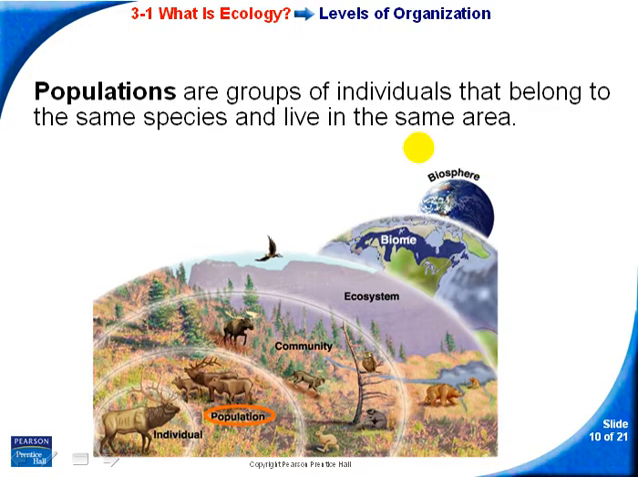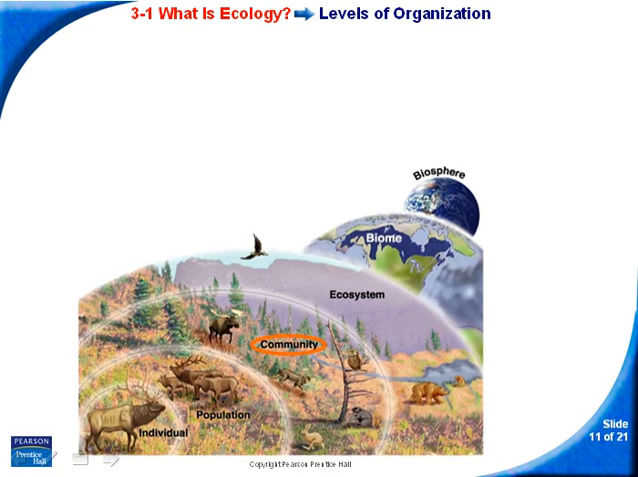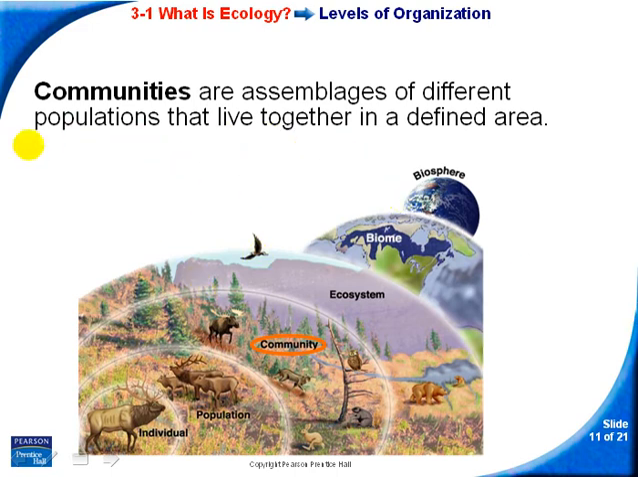Next up is a population, which is a group of individuals that are in the same species and live in the same area. Think of a herd of buffalo or a herd of elk living together in a group. They're all the same species. They're all the same type of organism. Then we move on to community, and this is different populations that live together. For instance, we see an elk, we see a wolf, probably a beaver, here's a rabbit, here's an owl. So they're all in the same community. They're all the living organisms of different species that live together.